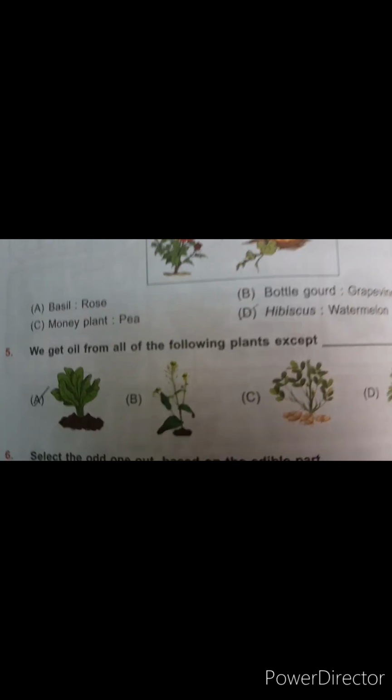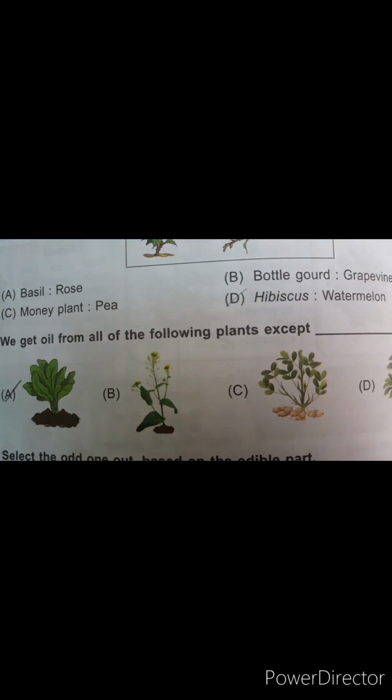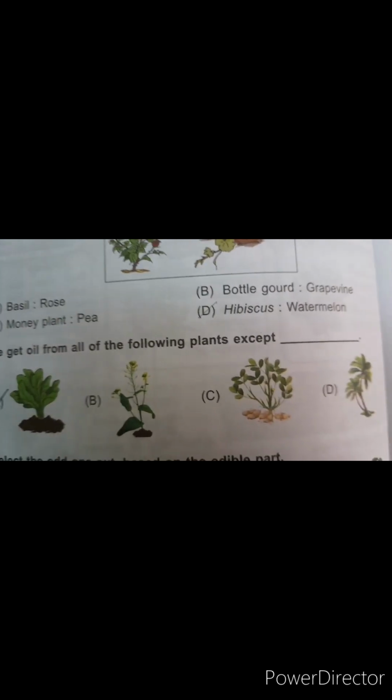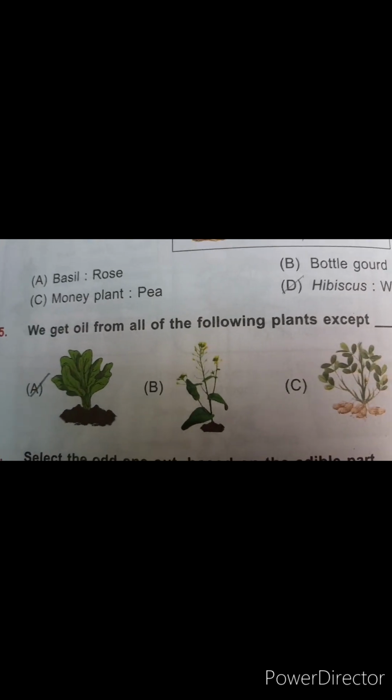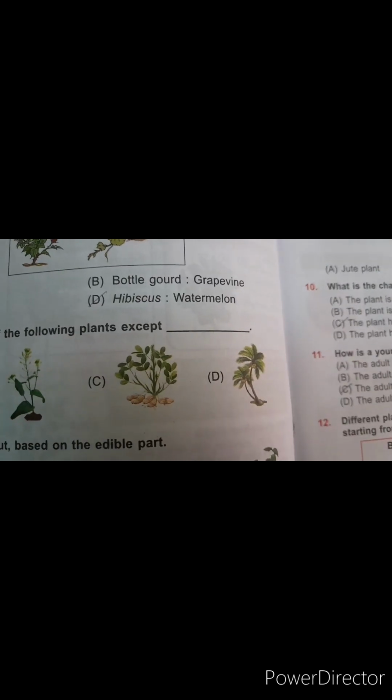Now we move on to the fifth question. We get oil from all of the following plants except. We are looking at the options. Option A is spinach. Option B is mustard. Option C is groundnut. Option D is coconut.